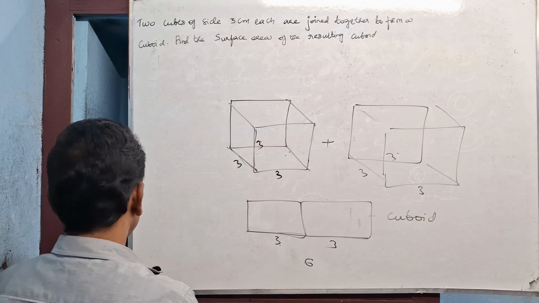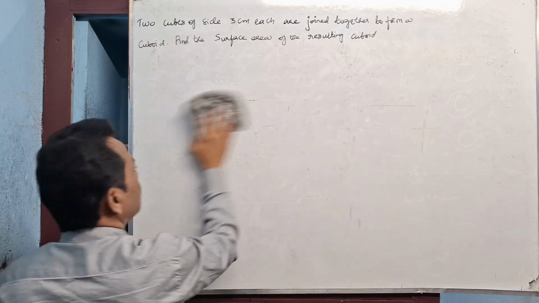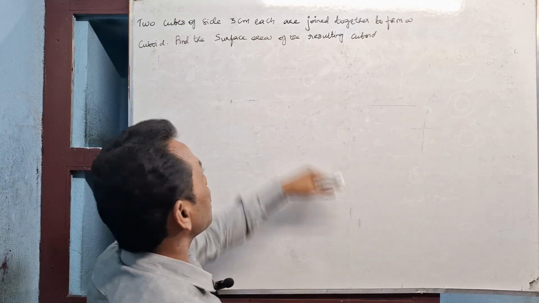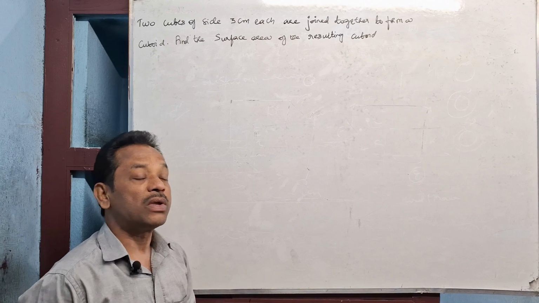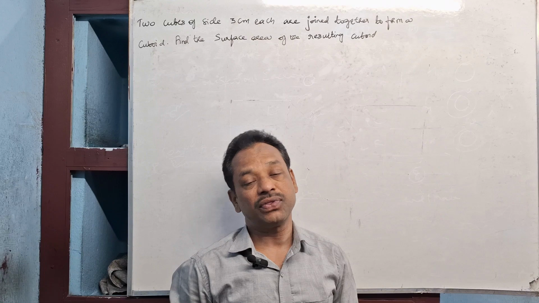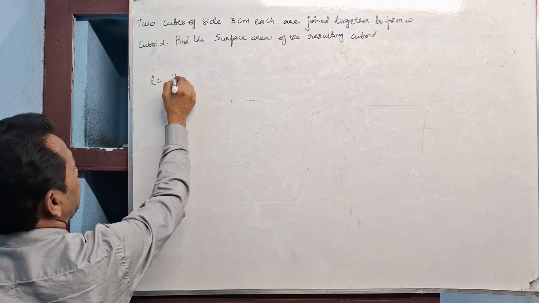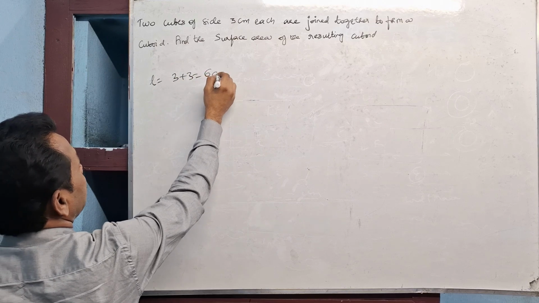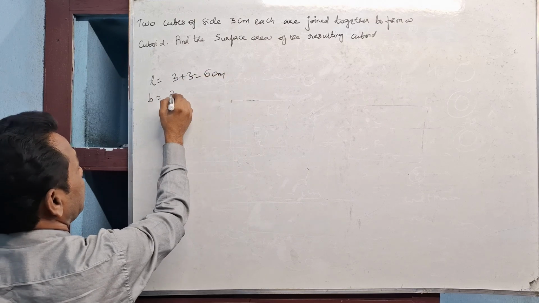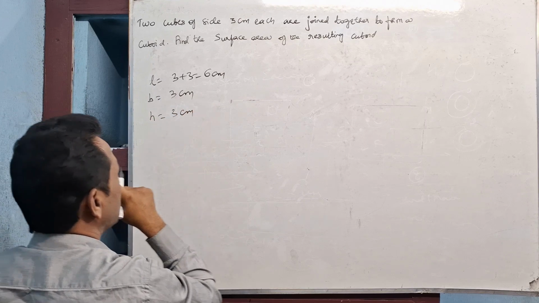Now, let me go for the question. The question says, find the surface area of the resulting cuboid. What is meant by surface area? Surface area is nothing but total surface area. Just remember. So here, the length of the cuboid is 3 plus 3, 6 centimeters, and the breadth, as I said, remains the same, 3 centimeters. Height also 3 centimeters.